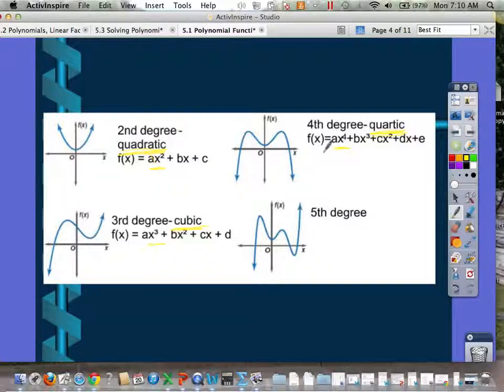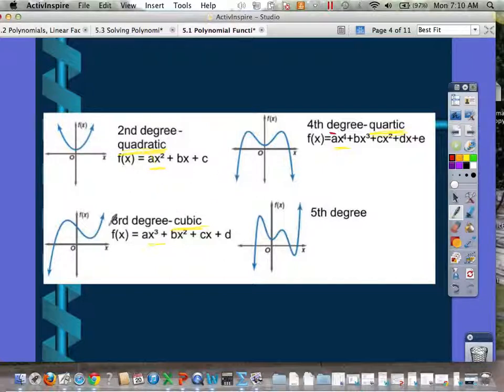This one's got a mistake on it because this one is going in the negative direction. There should be a negative right here. Okay, negative ax to the fourth power. This is a negative quartic. Had it been positive, it would look like a W.